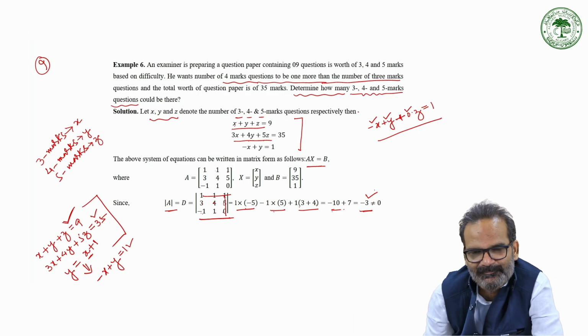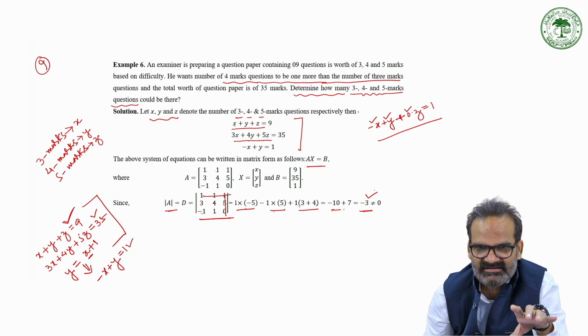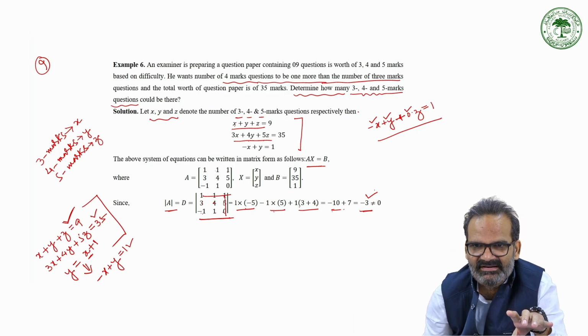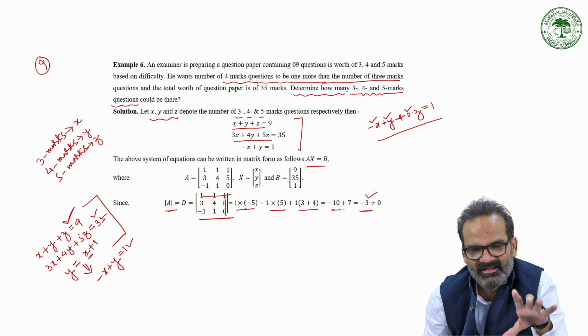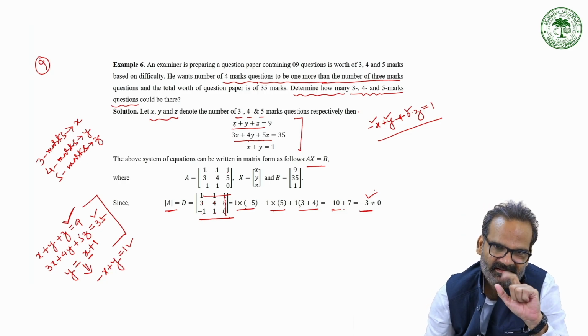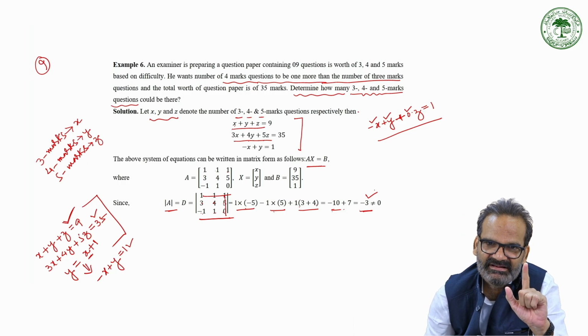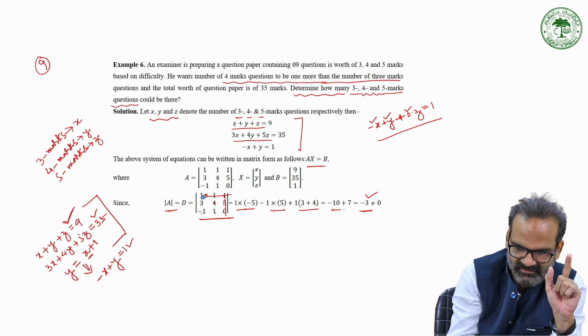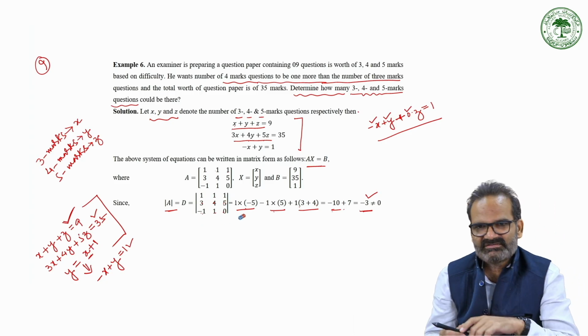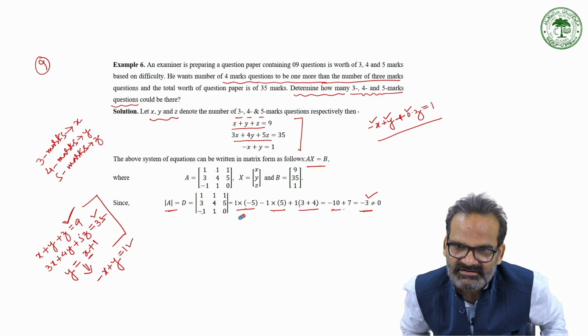you will get minus 3. So the determinant of the system Ax = b is non-zero, and it simply shows that it will have a unique solution, right? Because if the determinant is not equal to 0, then the system has a unique solution.